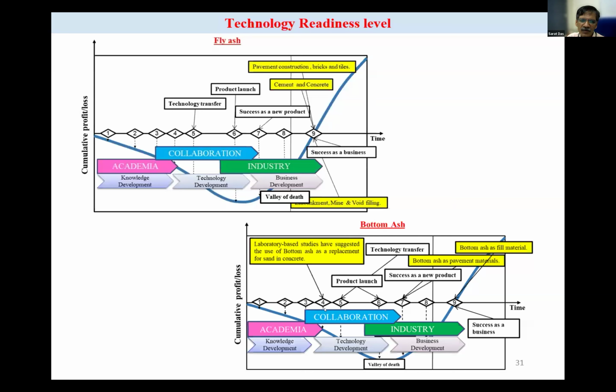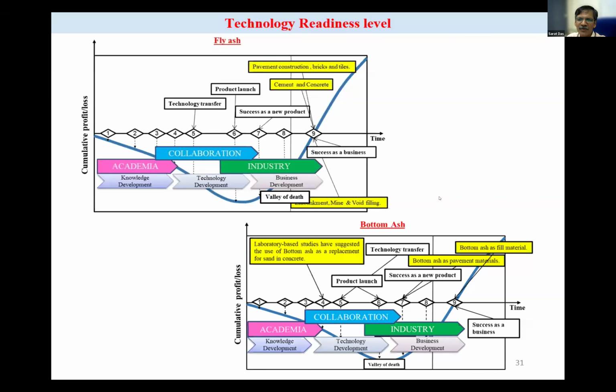And if you'll see, many of the things have been stopped at level 4, level 5, level 6, and so on, except as a fill material. So now the efforts are here to use it, or industry should come forward to use it, to make this chain complete so that it becomes a business model.